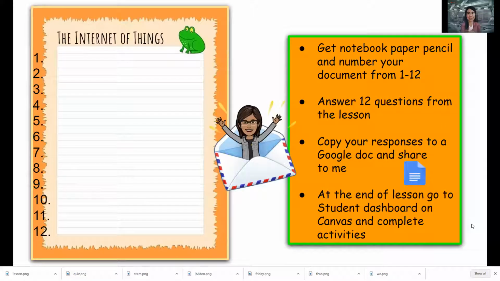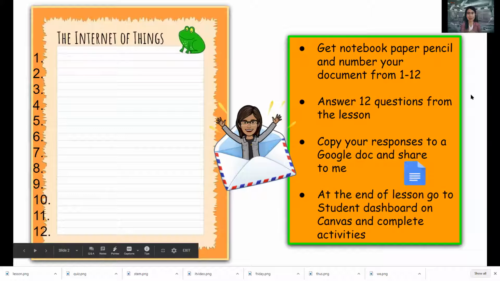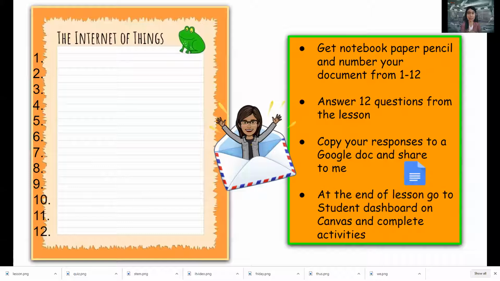With this lesson, make sure you get a notebook, paper, pencil, and number your document from 1 to 12. Answer 12 questions from the lesson. Copy your responses to a Google Doc and share to me. At the end of the lesson, go to Student Dashboard on Canvas and complete activities. You have 1 minute to copy 1 through 12.